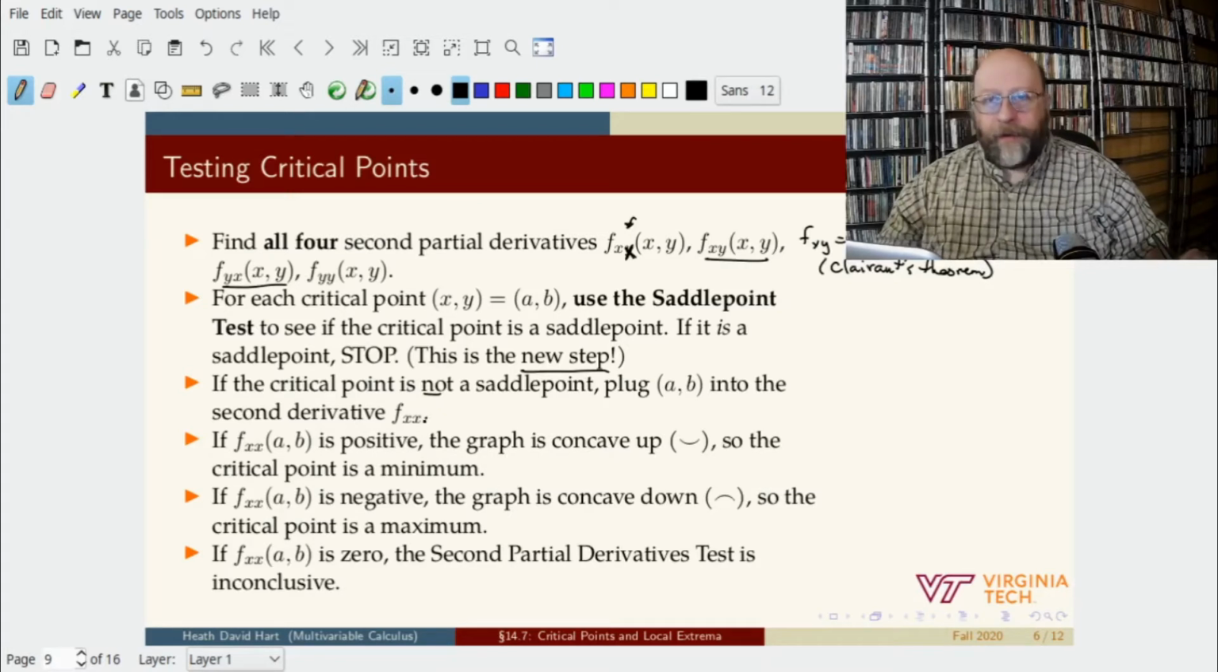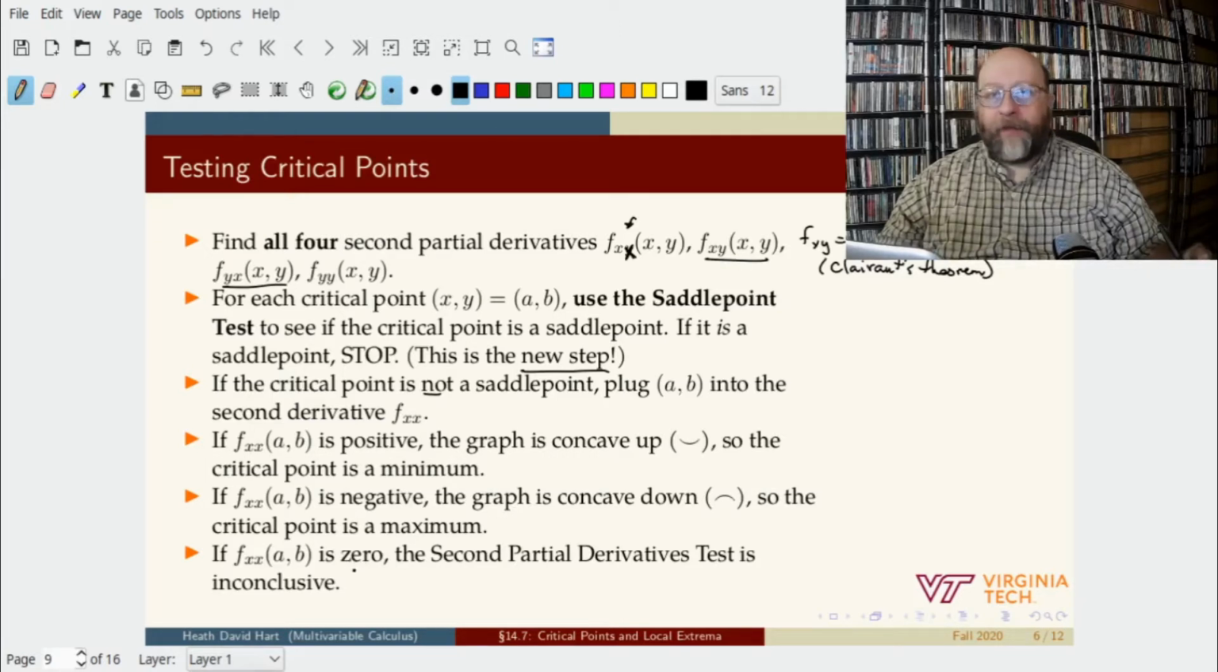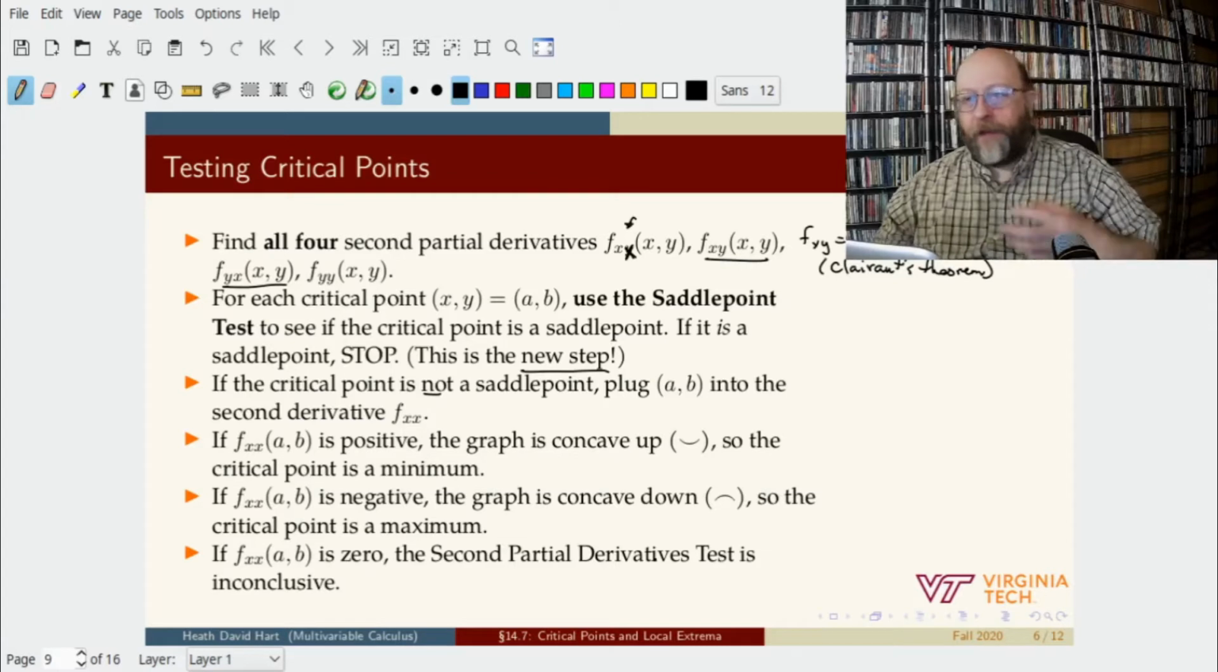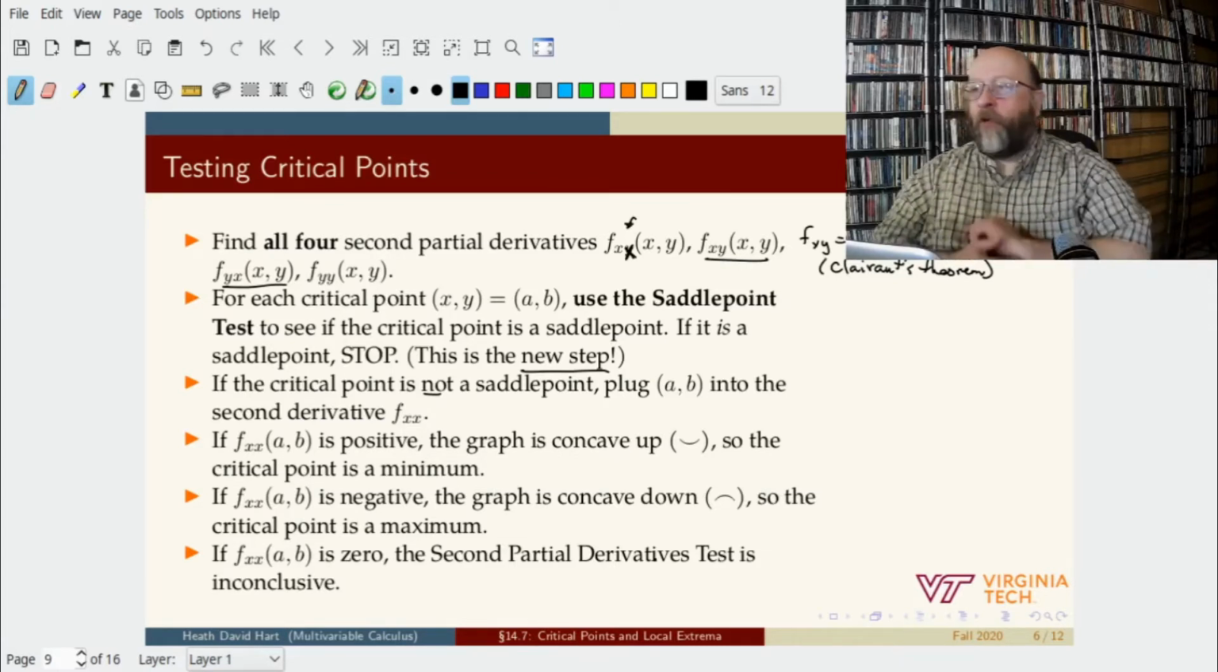And we'll test the concavity. If the graph is concave up, the critical point is a minimum. If the graph is concave down, the critical point is a maximum. And if the concavity is 0, well, that's that inconclusive case for the second partial derivatives test, where we don't have the computational tools to test this critical point. We'd have to graph the function instead to see what is going on. Okay?